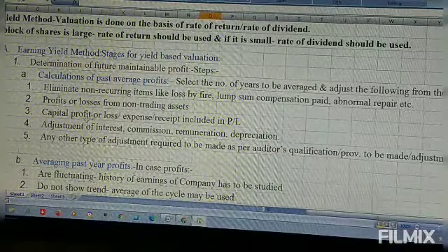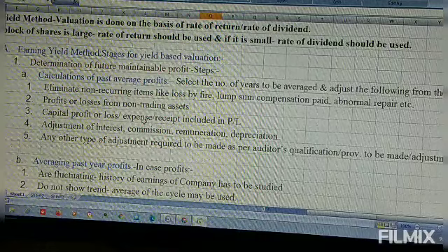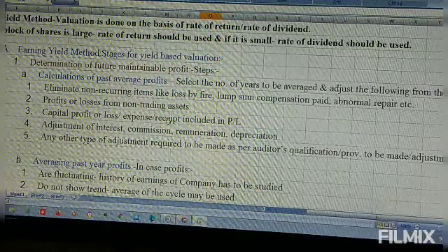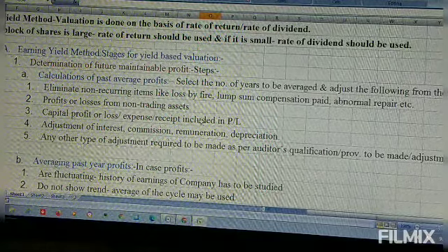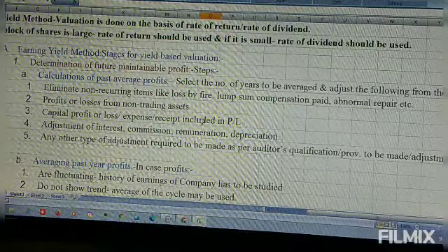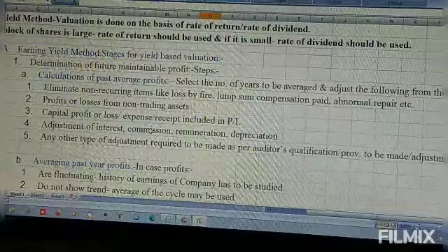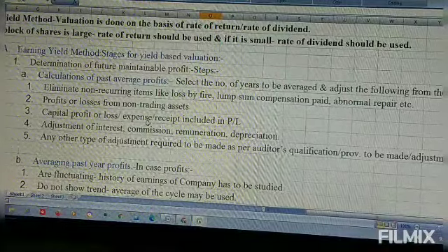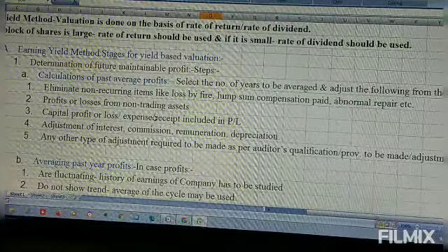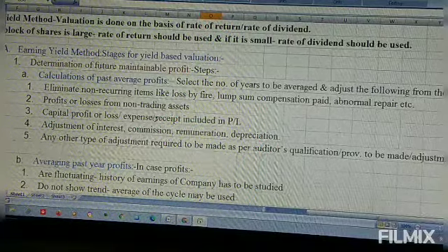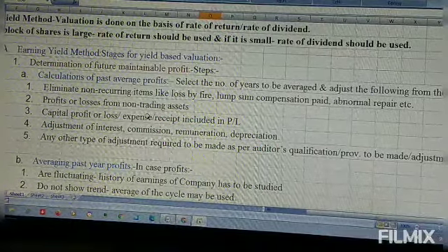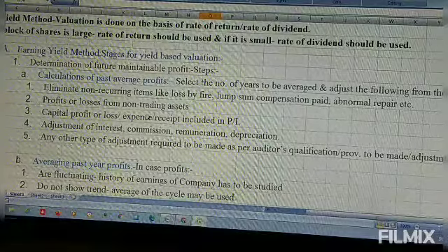Then capital profit or loss or expense should not be taken. Capital items which are included in the P&L account should not be taken, right? Capital items, say sale of building, sale of machinery, or any donation received, should not be considered for calculating profit or loss.